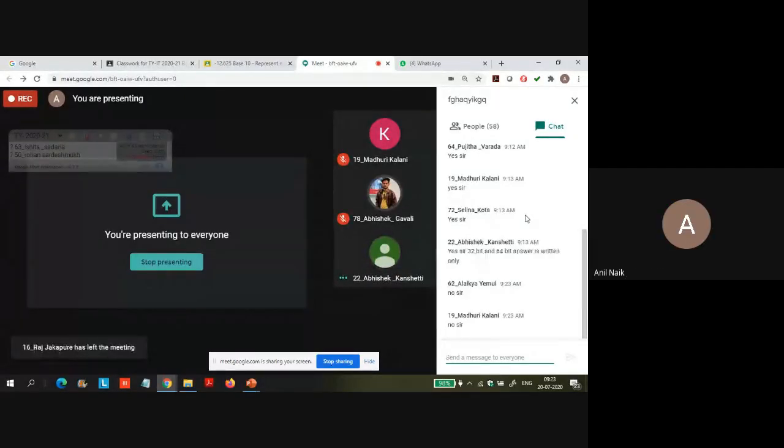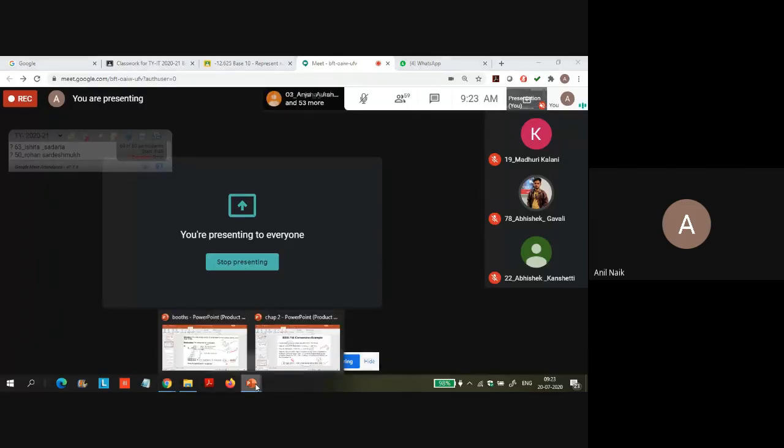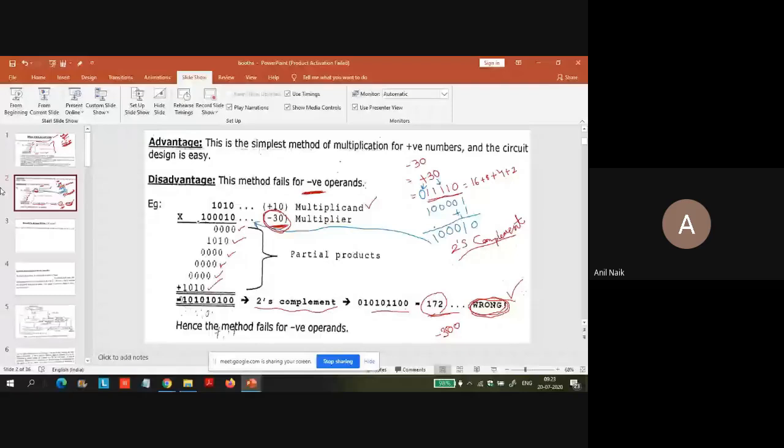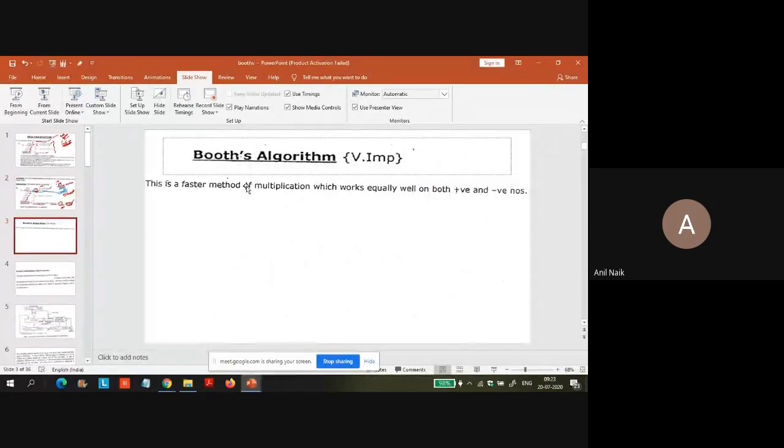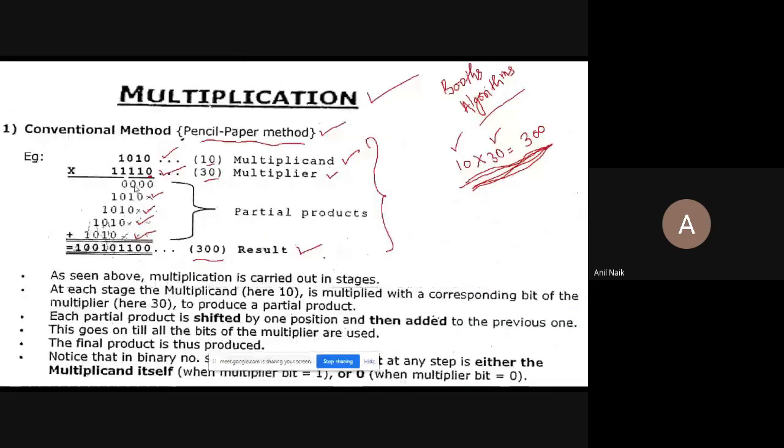So the normal method of multiplication works only for positive numbers. But for negative numbers, what to do? You have to use some other approach, so we go for Booth's algorithm. I think you came to know the importance of Booth's multiplication algorithm in a computer.